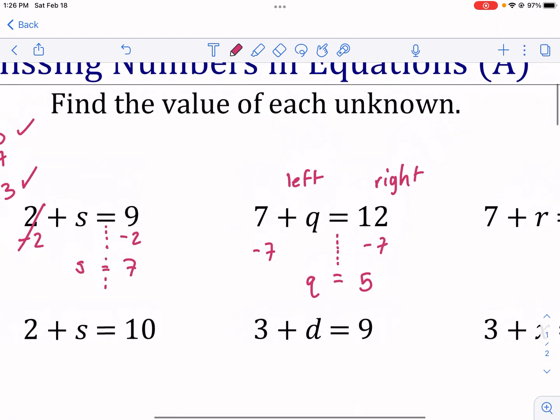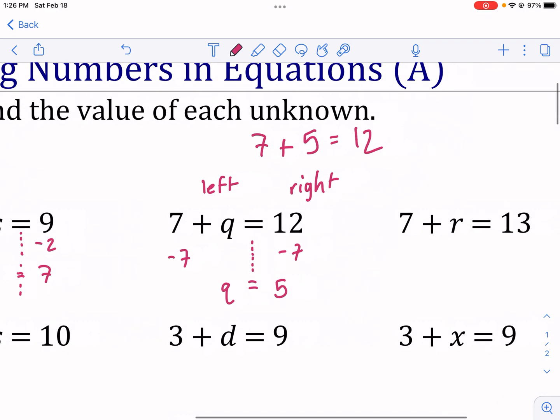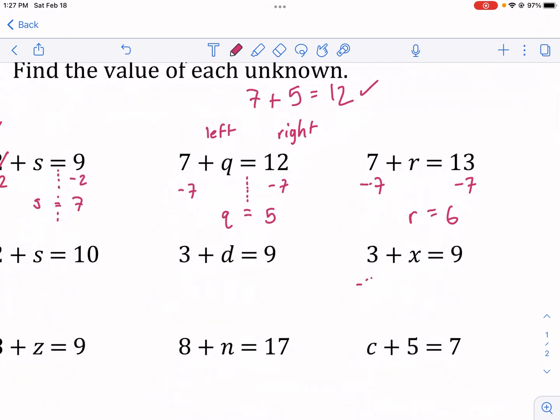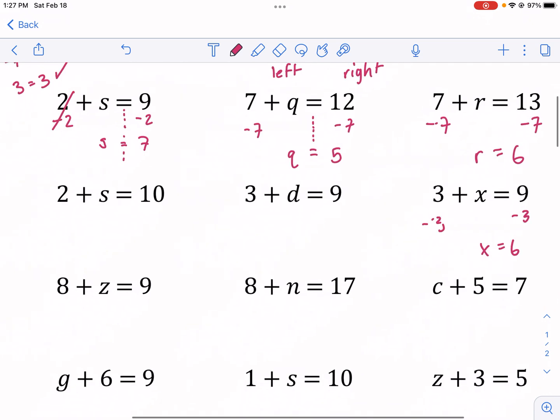I can always check my answer. Here's how you check your answer. Instead of writing q, the unknown value, you write 5. So I do the check: 7 plus 5. Does that equal 12? Yes, it does. Okay, so we're going to keep going here. We're going to subtract 7. I get r equals 6, and I'm done. We're going to do it for all of these. -3, -3. I get x equals 6.